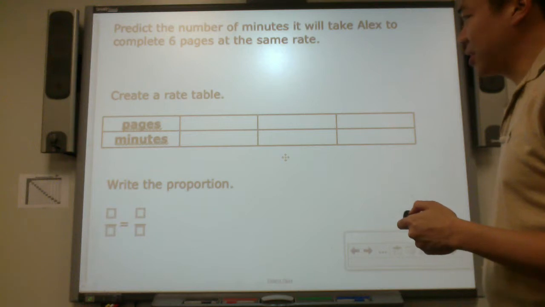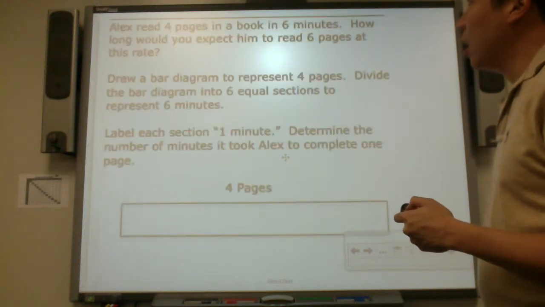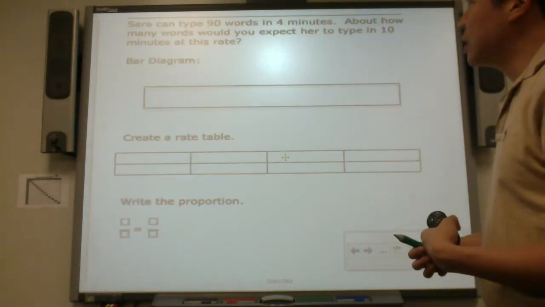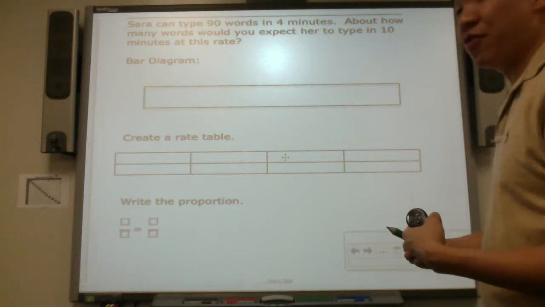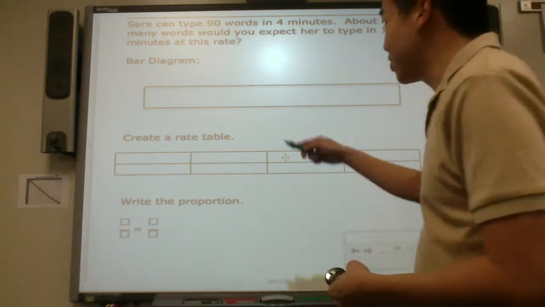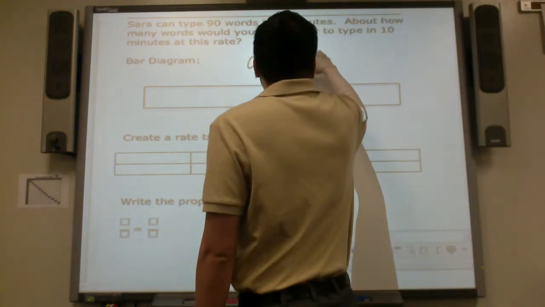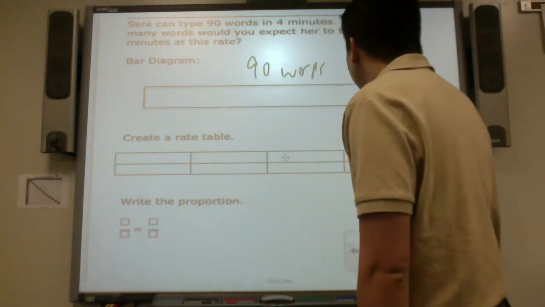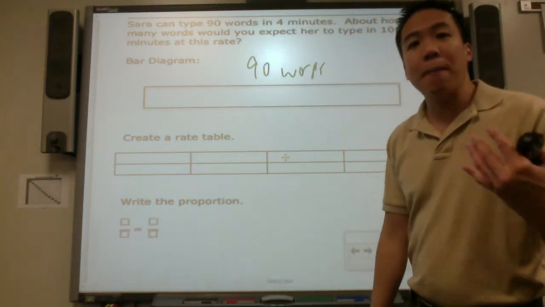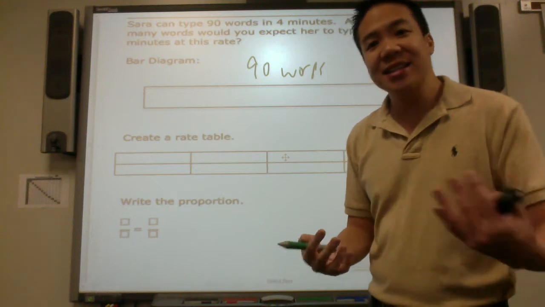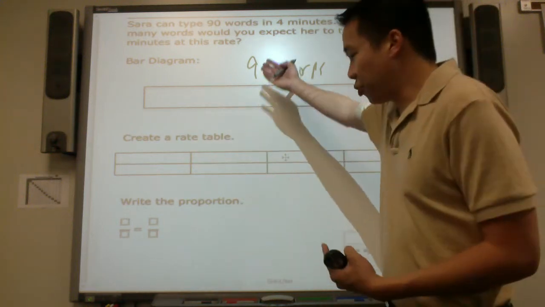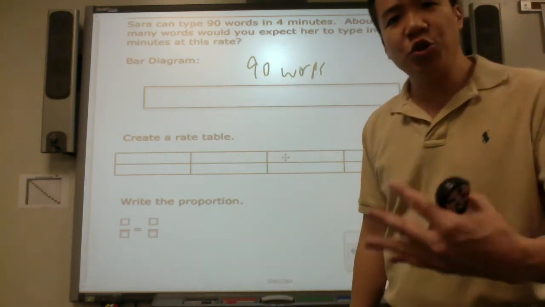So let's practice some questions. Sarah could type 90 words in 4 minutes. That's pretty fast. About how many words do you expect her to type in 10 minutes? So we're going to do a bar diagram. Some of you may like this, some of you may not. There are 3 ways to solve it. You pick which way you prefer.